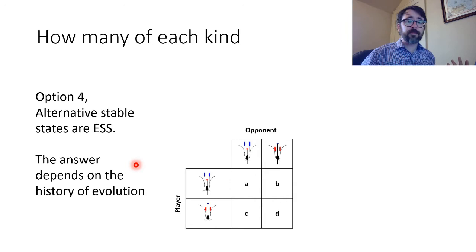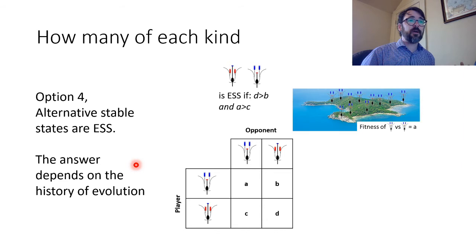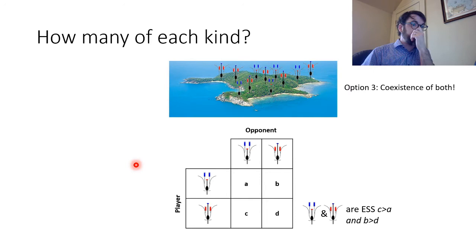With option four, the alternative stable states, the answer depends on the history of evolution, as we just saw. But again, it's going to be 100% one or the other, which is kind of boring. But option three is where things get interesting, right? We can actually get the coexistence. And here we can actually predict how much we would expect of each kind, which is really cool, right?